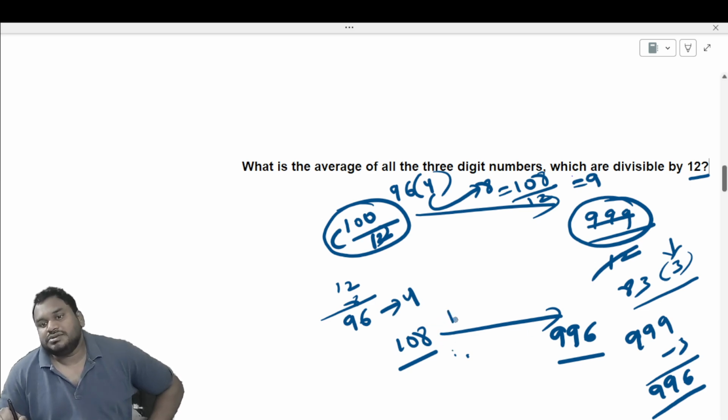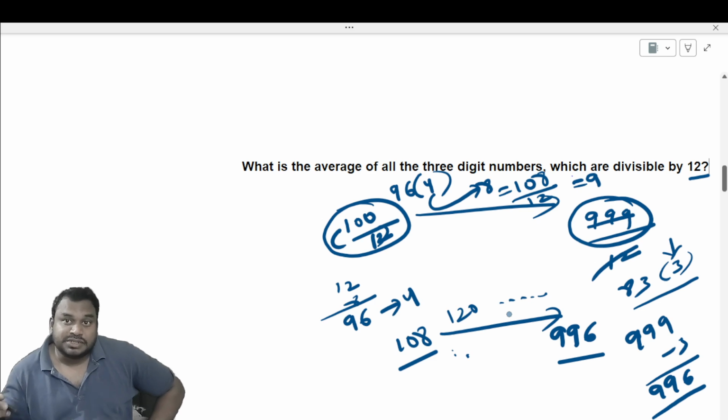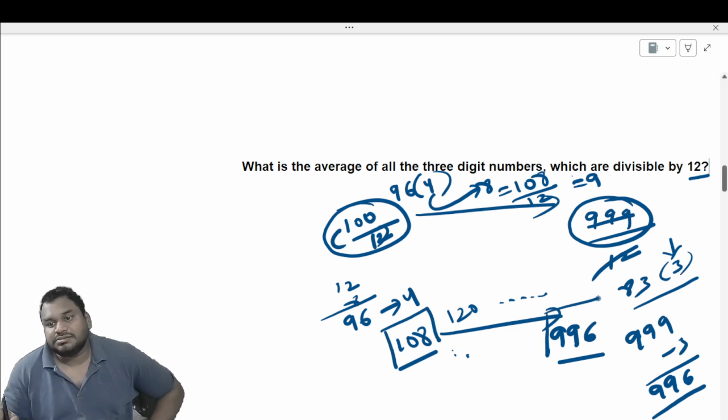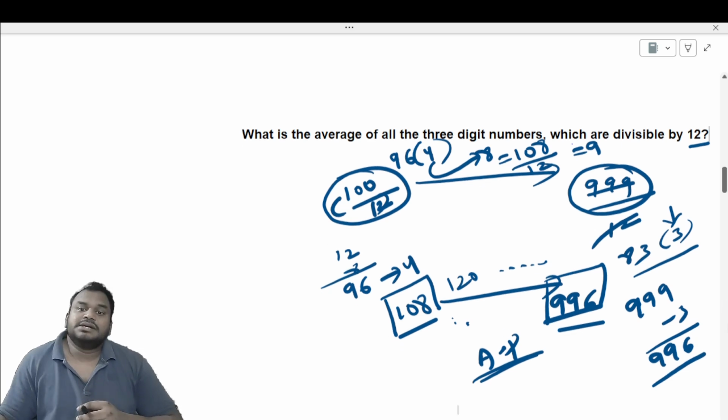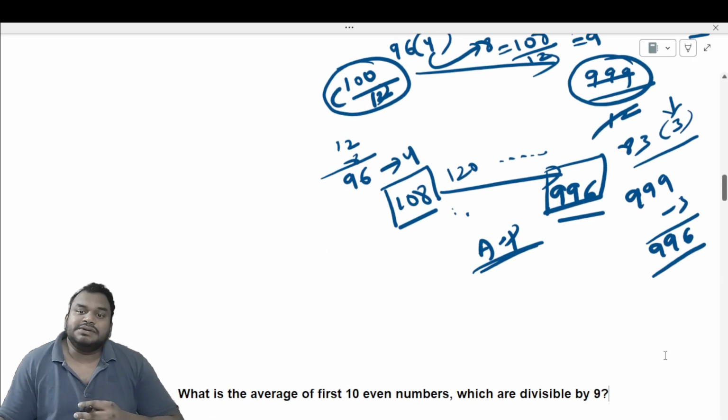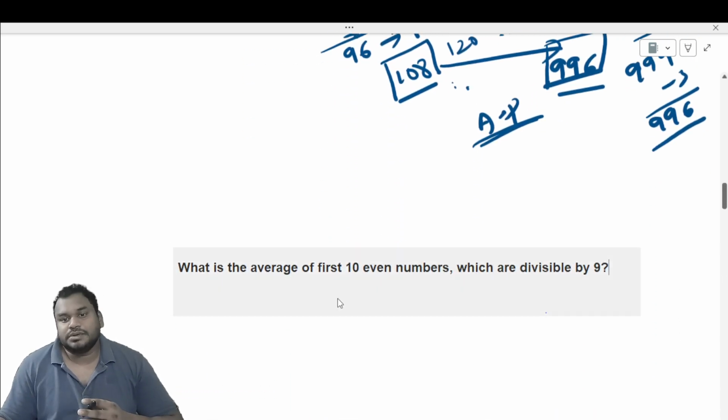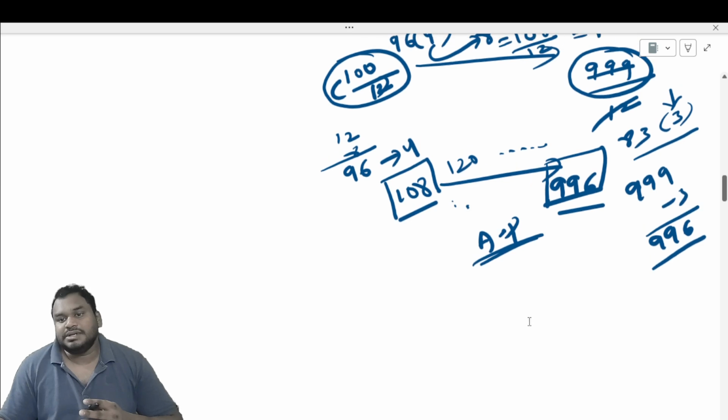If you add 12, it will become 120, like that. You have to take all the numbers, add them, and divide by the number of values available in that series. But instead of doing that, if the numbers are in arithmetic progression and you know the first term and the last term, you can find their average by adding them and dividing by 2.